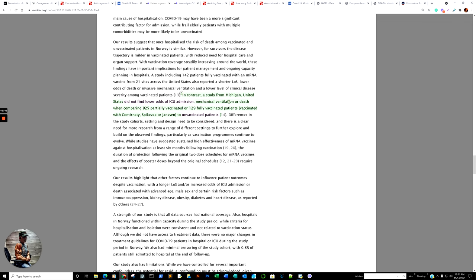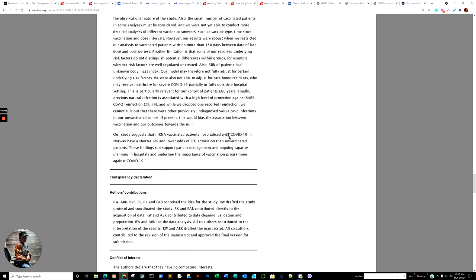In contrast, a study from Michigan, United States, did not find lower odds of ICU admission, mechanical ventilation, or death when comparing 825 partially vaccinated or 129 fully vaccinated patients to unvaccinated patients.